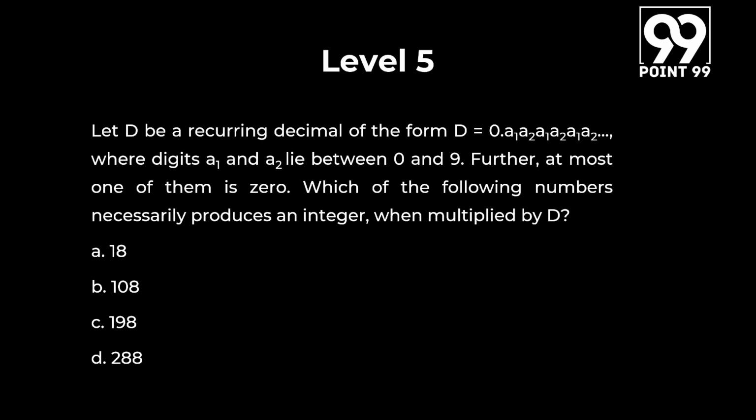But even if you didn't know this particular shortcut, you could have taken some number, tried to use your calculator and figure out which option when multiplied by your decimal number will give you a closed integer or an integer on its own. So the answer to this question is going to be option C, that is 198.